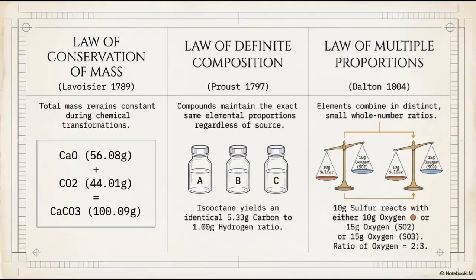If one of them, the mass of carbon or the mass of hydrogen, is different, then it's no longer isooctane, it is something else. For it to be the same compound in different locations, it needs to have the same ratio between the elements. So the ratio between carbon and hydrogen has to be the same.